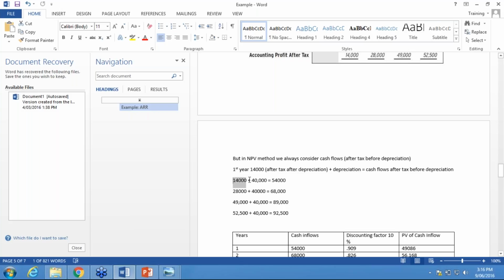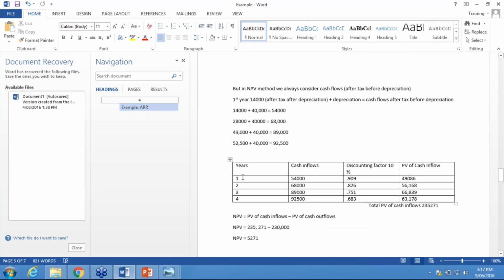You just need to calculate after tax, after depreciation first. And you need to add depreciation again in order to get the after tax, before depreciation figure. Okay. So years have been given to you. Cash inflows, that is 54, 68, 89, 90,000, 2,500. But in net present value method, the formula is, if you remember, present value of cash inflows minus present value of cash outflows. So first I need to find out present value of cash inflows.